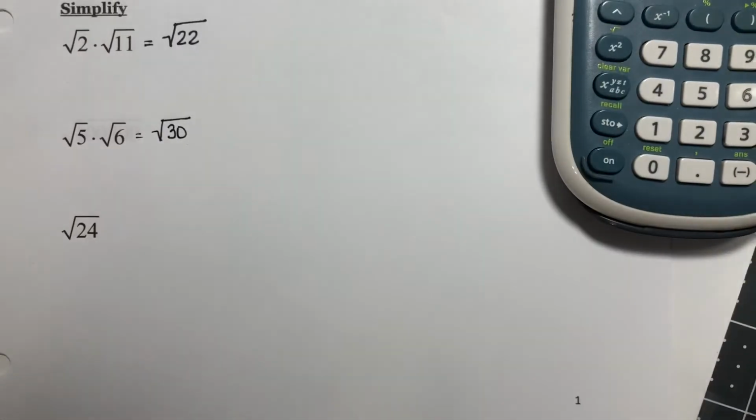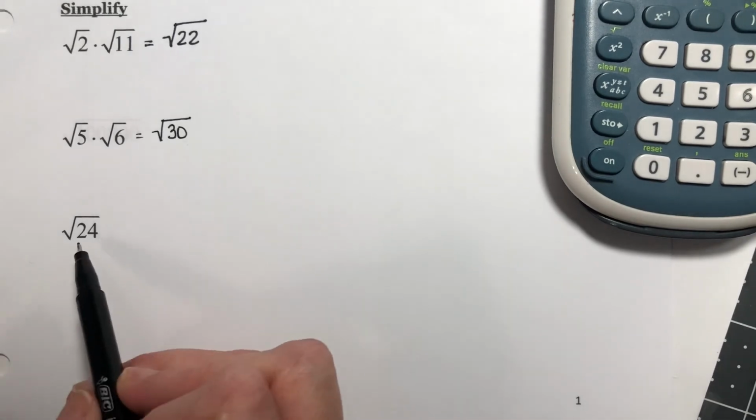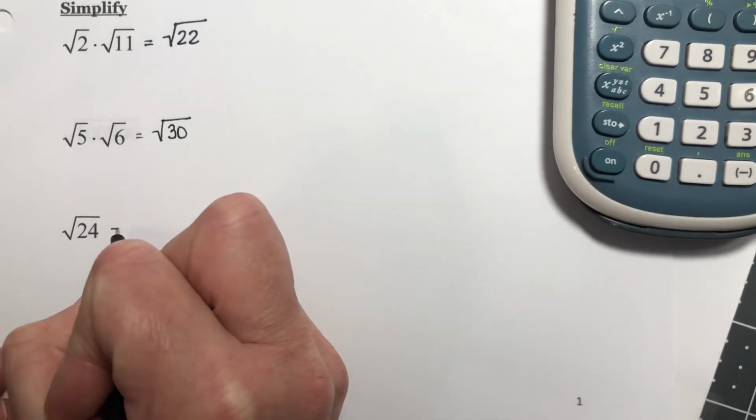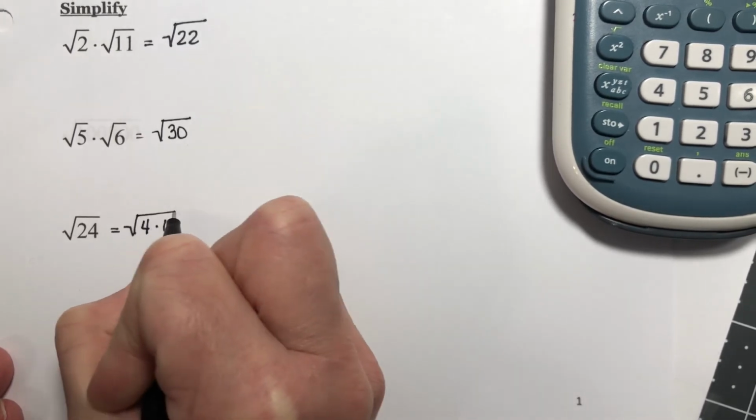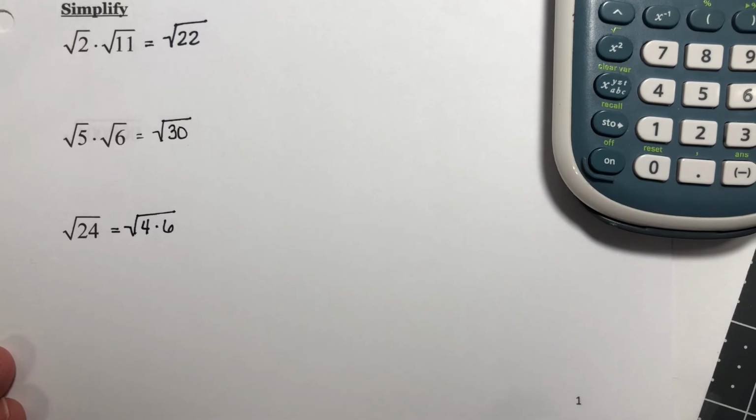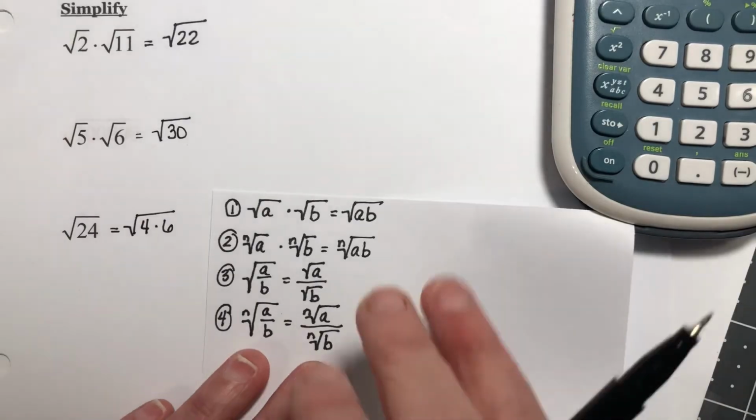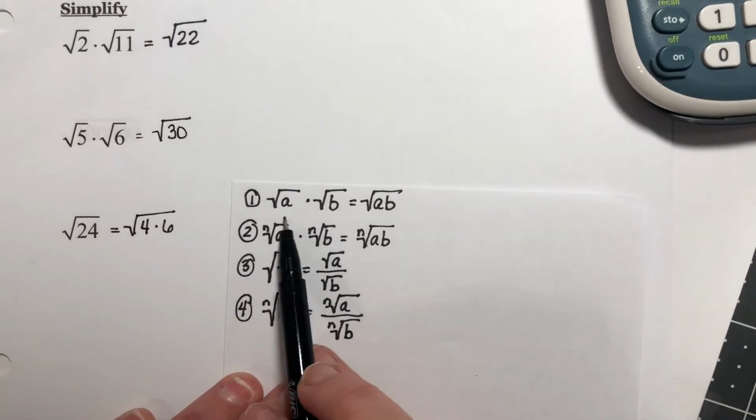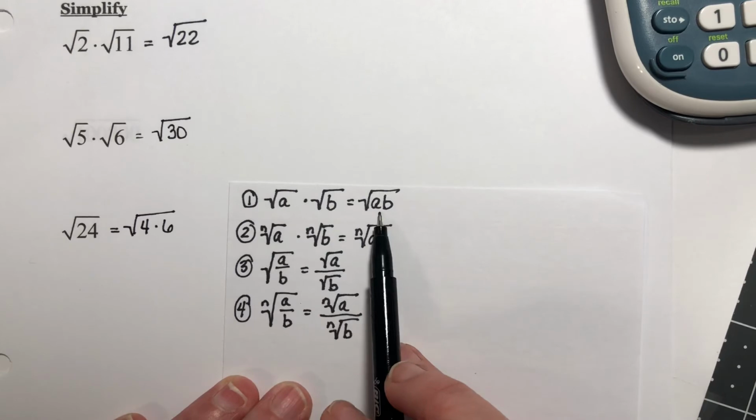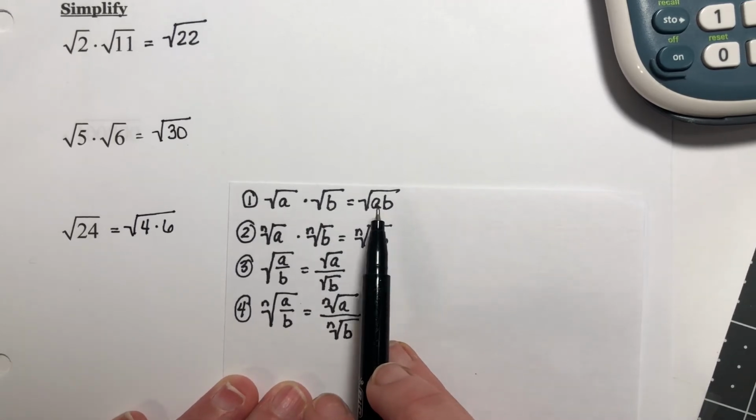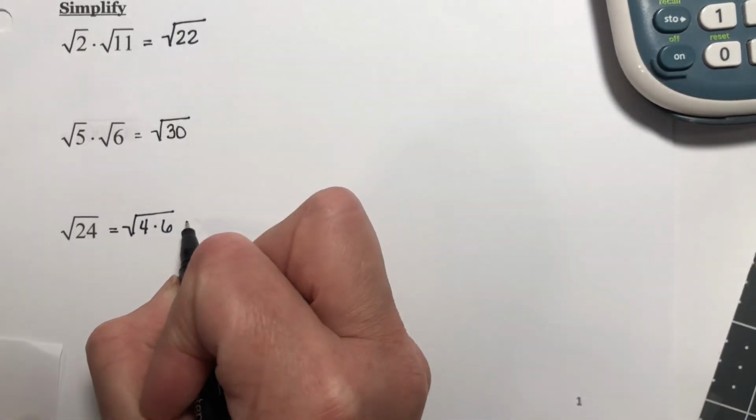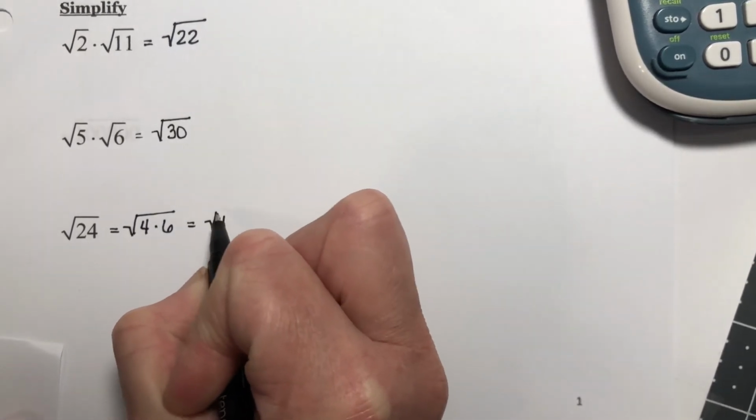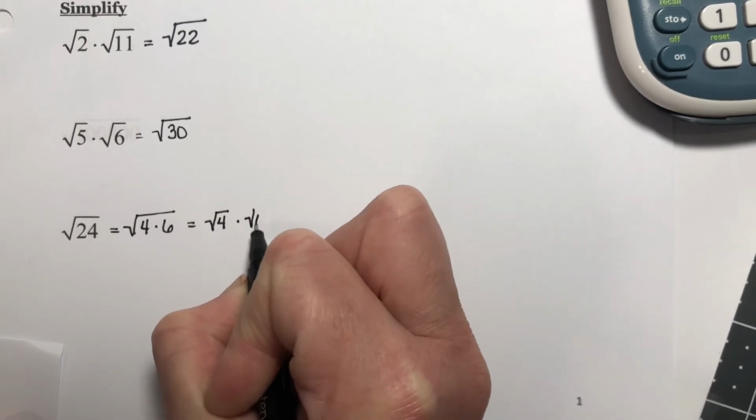Okay, so first of all, what's going on here? I can rewrite the square root of 24 as the square root of 4 times 6. Because 4 times 6 is 24. That's the same thing. Now, our first property said that if we had 2 things multiplied together and they were both square roots, we can multiply underneath. But this also works backwards. So if I have 2 things multiplied together, I can split it into 2 square roots. So this is the square root of 4 times the square root of 6.